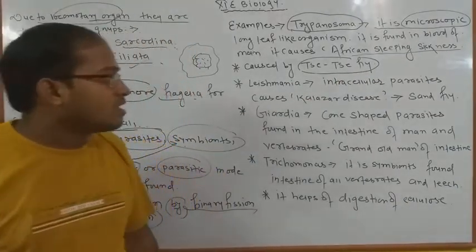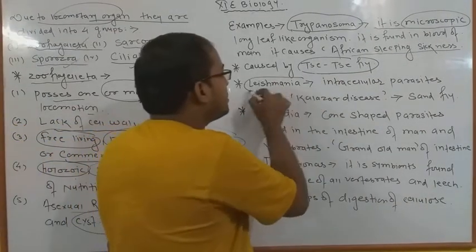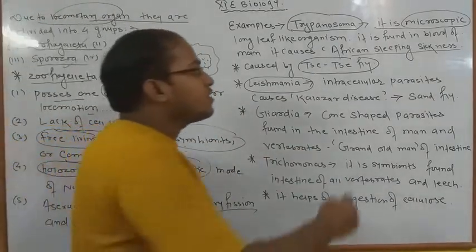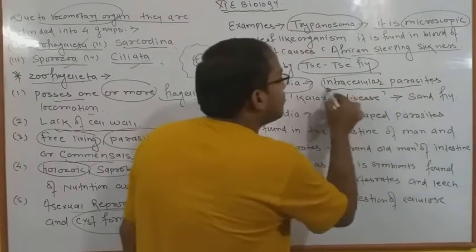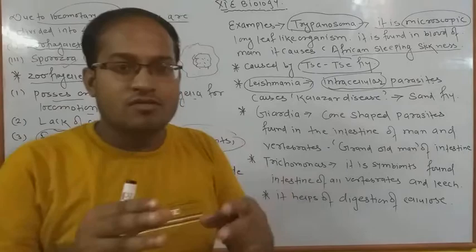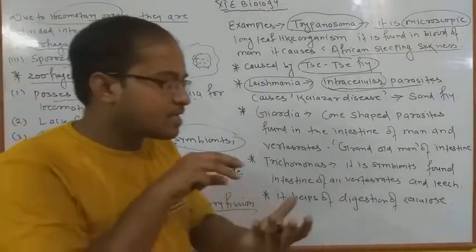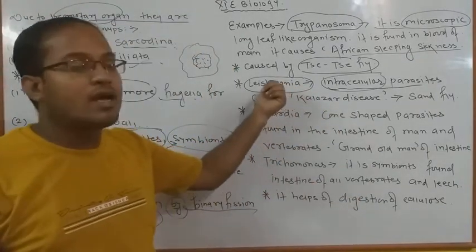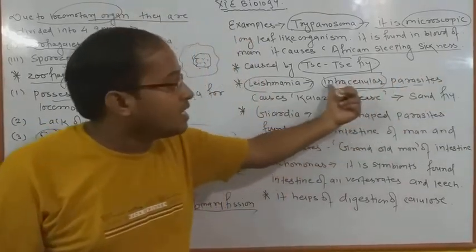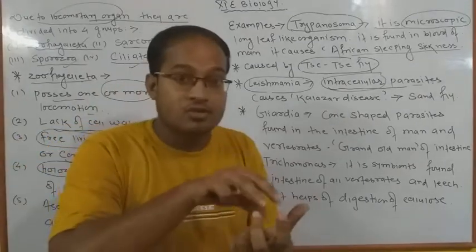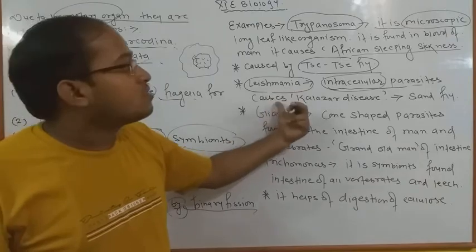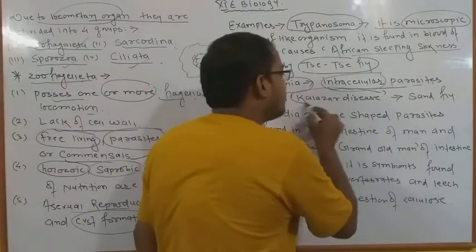Okay, now second, Leishmania. Leishmania is also an important example which comes in the Euflagellata. It is an intracellular parasite. What is the meaning of intracellular? Intracellular means found inside cells. एक ऐसा cells के अंदर पाया जाने वाला ये parasite होता है, that is called intracellular. Generally Leishmania causes Kala-azar disease. It is a very dangerous disease.